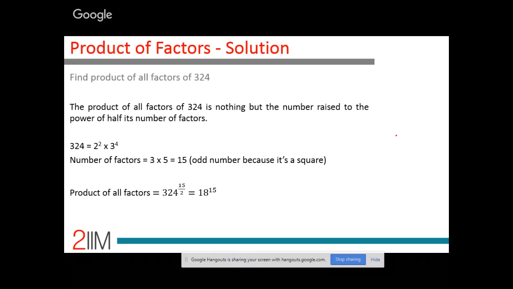Product of all factors of any number is nothing but the number raised to the power of half its number of factors. So, number of factors of 324: 324 is prime factorized as 2 square into 3 power 4. So number of factors is 3 into 5, 15.